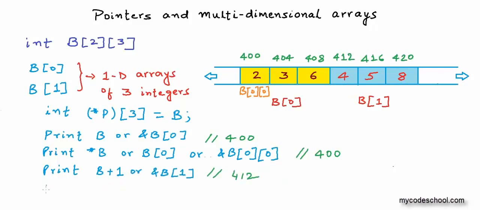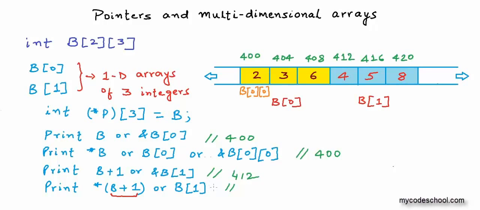Okay, now what if I print *(b plus 1)? When we put an asterisk, when we try to dereference, this is when the type of pointer becomes important. B is a pointer to a one-dimensional array of 3 integers. So b plus 1 is also a pointer to a one-dimensional array of 3 integers. And when we dereference, we will get this whole one-dimensional array of 3 integers starting at address 412. *(b plus 1) is the same as b1. So we will get b1.